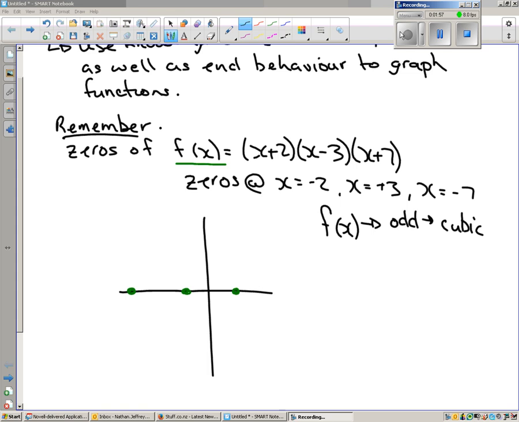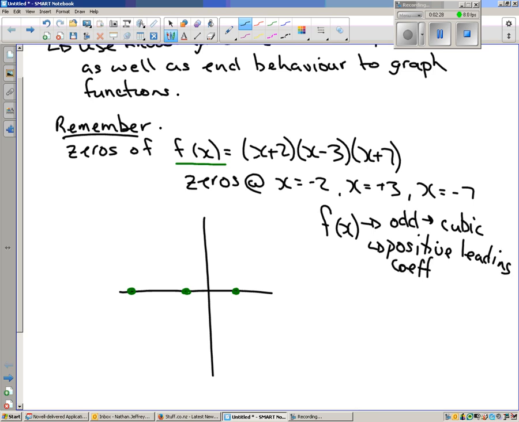Okay, what else can we tell about that function? Specifically, the leading term. We know it's going to be a cubed. What else do we know about it? If we multiply this out, because we have a positive term in front of each of the x's, we're going to get a positive leading coefficient. So how can we take the knowledge of end behavior that we gained the other day and apply it to this question?